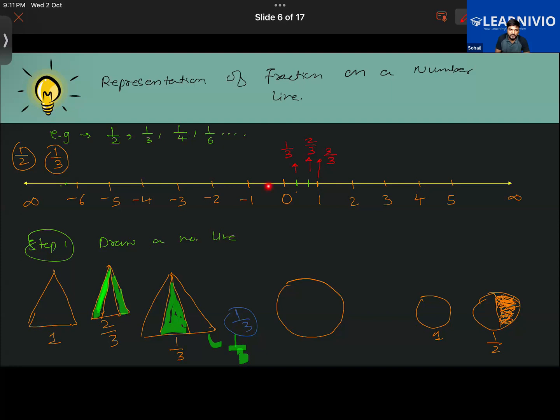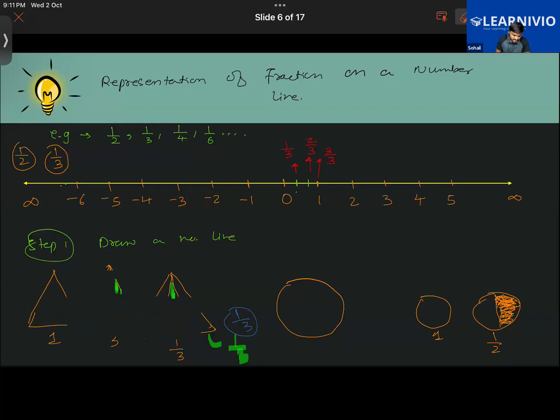So where is our fraction? It is over here. How have we denoted this? The first one is 1 upon 3. Another one is 2 upon 3. The third one is 3 upon 3, but we're not writing it as 3 upon 3 because the 3 gets cancelled and you are left with 1. So that's the way we are going to represent the fractions.